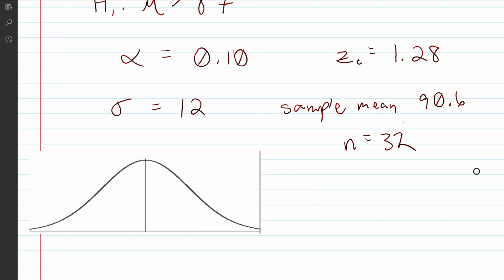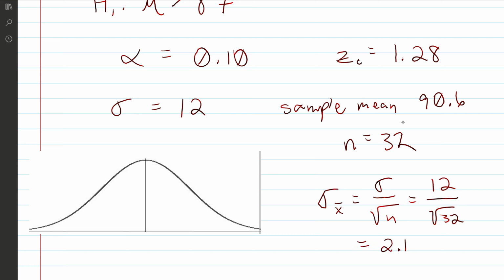We calculate the standard error of the mean, sigma sub x bar. It's calculated by using sigma over the square root of n, and sigma is 12, we said, over the square root of 32. So that gets us about 2.12.